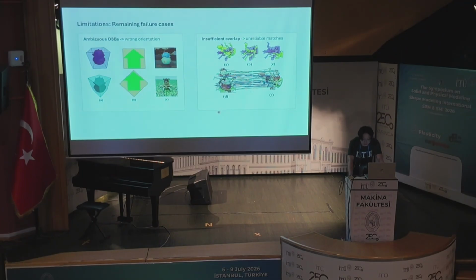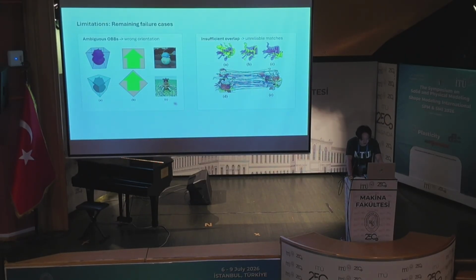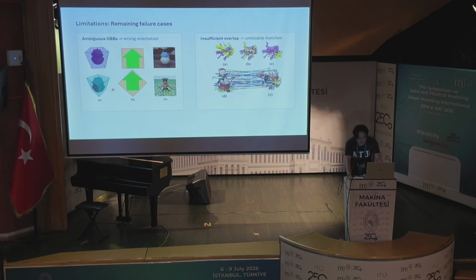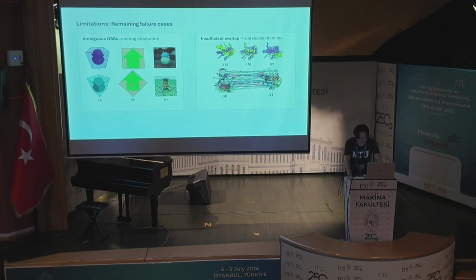Our method is robust in many cases, but it still has some limitations. The first limitation is ambiguous OBB orientation. For symmetric or nearly symmetric objects, not only in geometry but also in color, as we can see in this synthetic and real-world case, the OBB has several plausible directions, as shown in the 3D space example and 2D space example. In such cases, the coarse stage may choose a wrong orientation and the fine stage may not fully correct it.